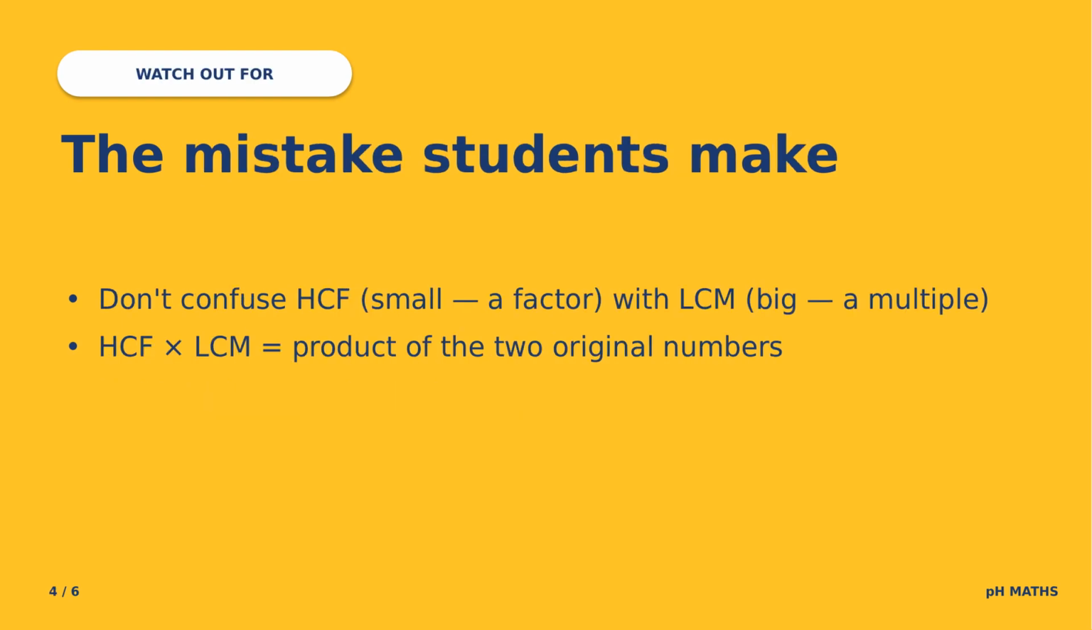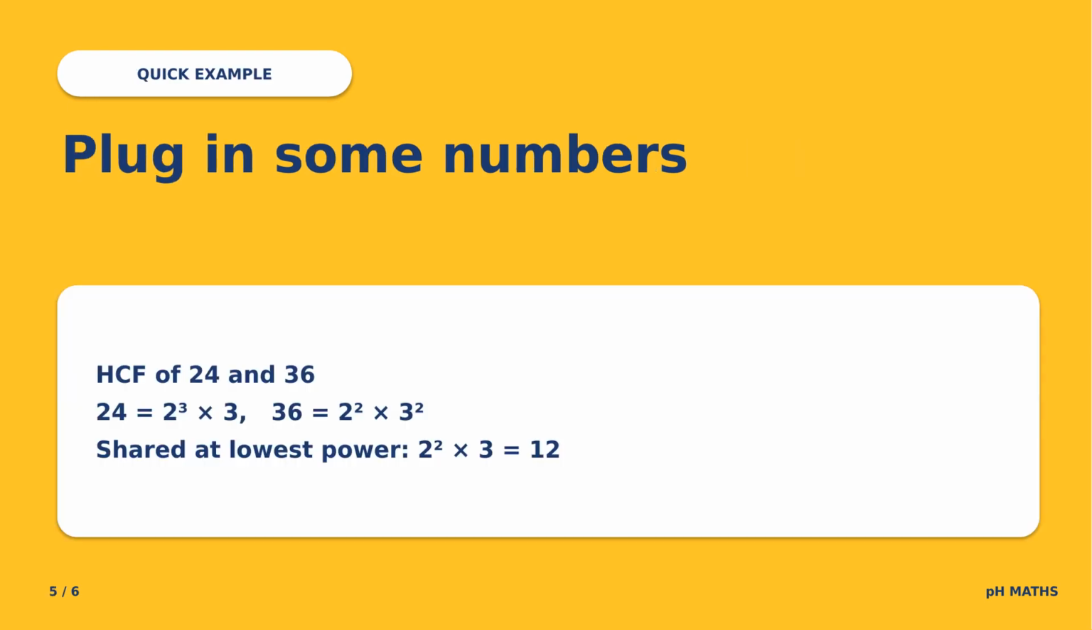Common slip. Don't confuse HCF with LCM. Highest common factor is the highest factor, so it's small, less than or equal to the smaller of the two numbers. Lowest common multiple is the lowest multiple, so it's big, greater than or equal to the bigger of the two. Useful identity. Highest common factor times the lowest common multiple equals the product of the two original numbers. Always.